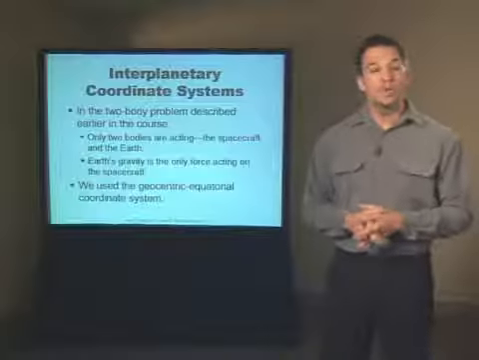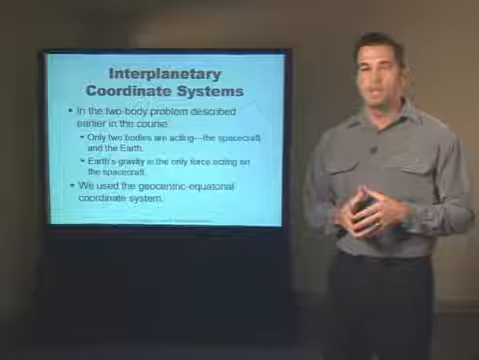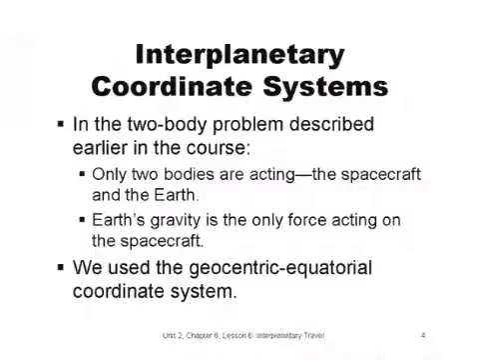When we described the motion for a spacecraft in orbit around Earth, we made some basic assumptions. One was that there are only two bodies, the spacecraft and a perfect spherical Earth. The other was that Earth's gravitational pull is the only force acting on the spacecraft. We ignored gravity from all the other planets, our moon, and the sun as well. We also developed a convenient coordinate system called the geocentric equatorial coordinate system that we could use for orbits around Earth.